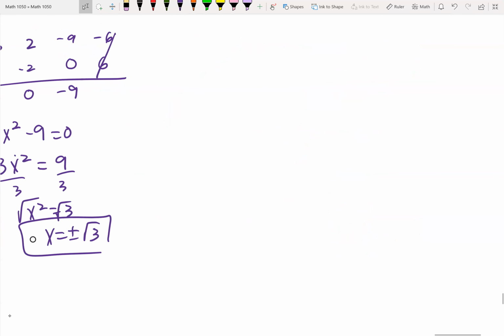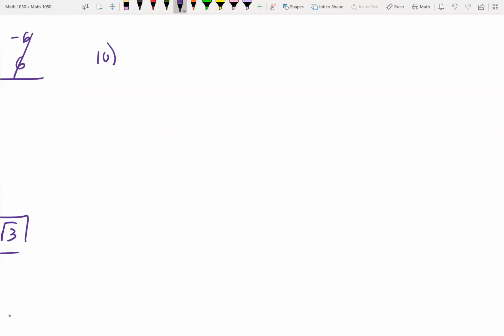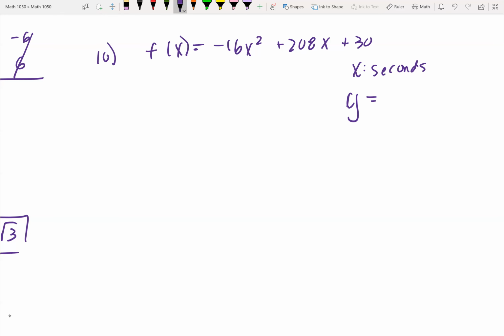A rocket is shot into the air from a platform that is 30 feet high, and the path of the baseball, or the rocket, sorry, is represented by this equation. Okay, so I'm going to let x represent time in seconds, and f of x, which is your y, is the height, and that would be in feet. So the question is, when will the rocket be 40 feet in the air? Well, that's a height of 40.